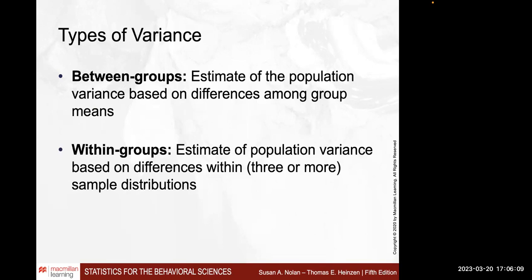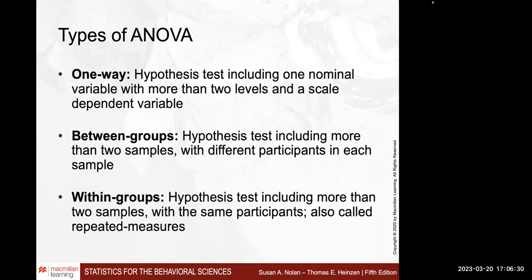In principle, you have these two variances. So this is the estimate of the population variance based on the difference amongst the means. Then you have the within groups. That's an estimate of the population variance based on the differences within the groups. So this is basically the explanation of what I told you before.